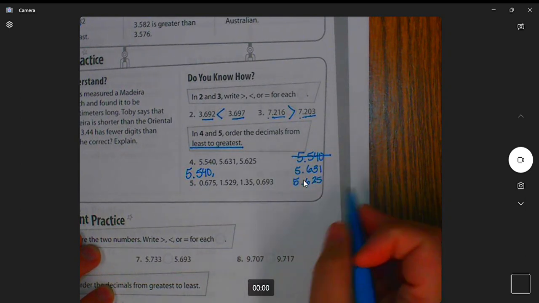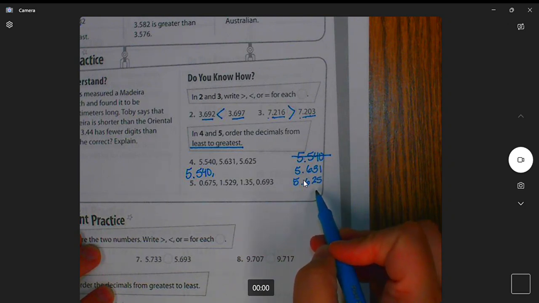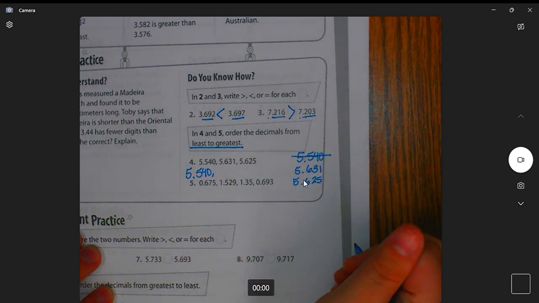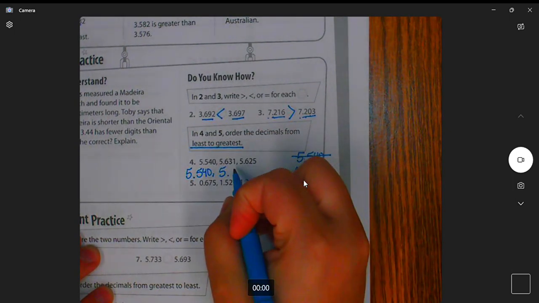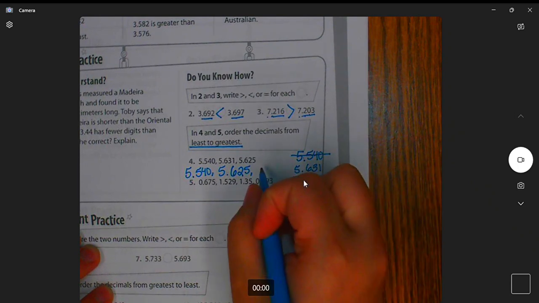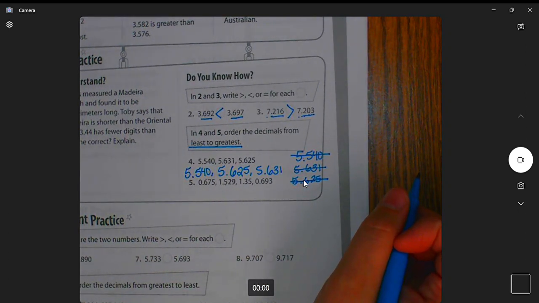Now, let's find the next one. So I know my tenths place match. Scoot over to the hundredths position. 3 hundredths, 2 hundredths. Which one is smaller? Which one is least between the two? Right, 2 hundredths. So I can say 5 and 625 thousandths is the next. And what is my last? 5 and 631 thousandths would be my last. Very good. I can't trick you. You're too smart. Now, let's flip the script.